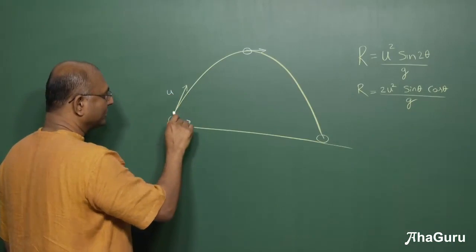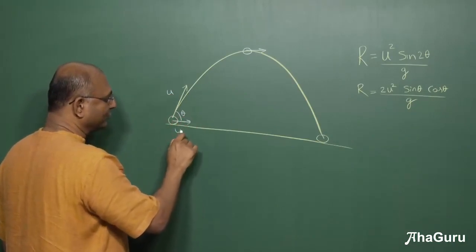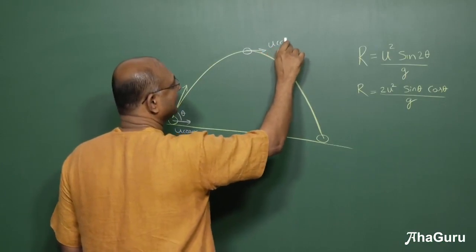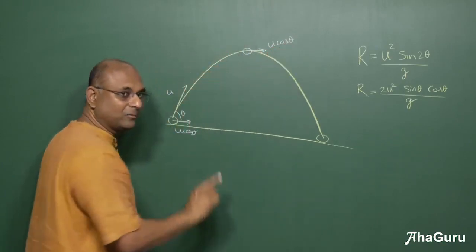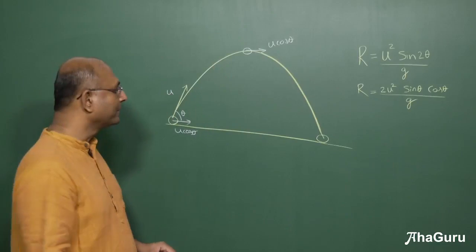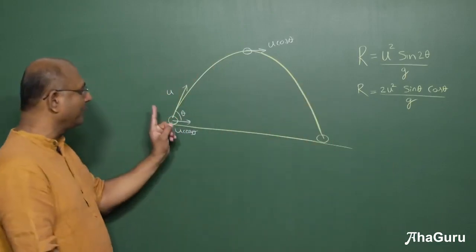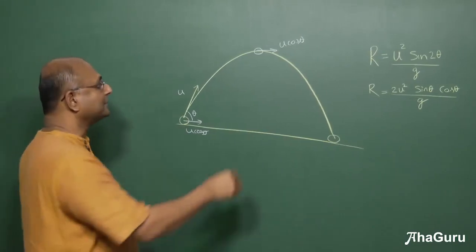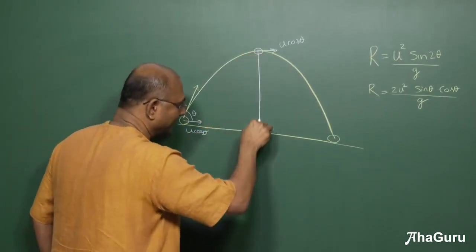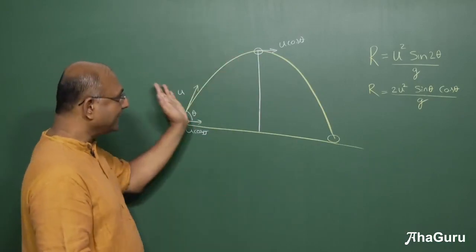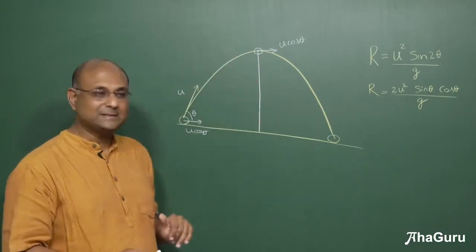U cos theta, right? If this is theta, this is u cos theta. That will be the velocity there, u cos theta. No vertical component, the vertical component becomes 0. When you come here, you have a u sin theta downwards, this fellow has a u sin theta upwards. Now this whole thing, this entire path, if I cut it in the middle, this side and that side you have a nice left-right symmetry.